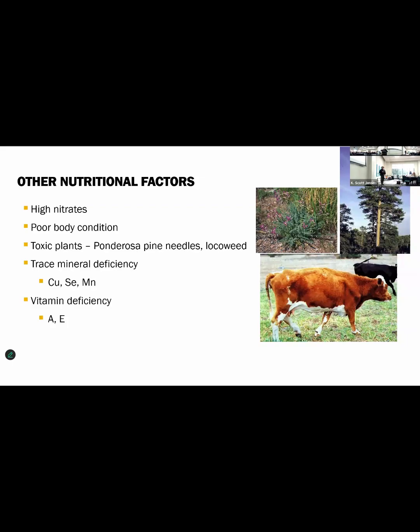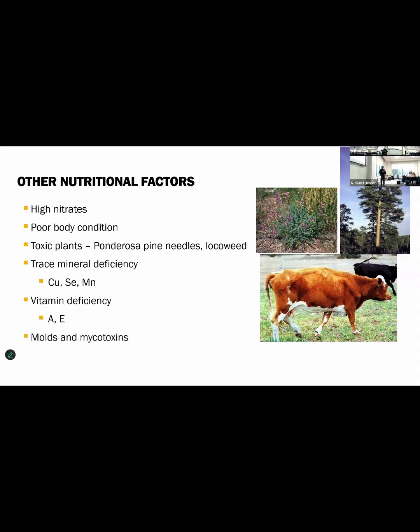Vitamin deficiencies, A and E, usually aren't a big problem if we're out on green grass and sunshine, with vitamin D too. But if we're in winter, we need to supplement A and E. And especially if you're a fall calver and you're starting to breed cows in November and December, instead of out when there's green grass, you need to provide that vitamin E.